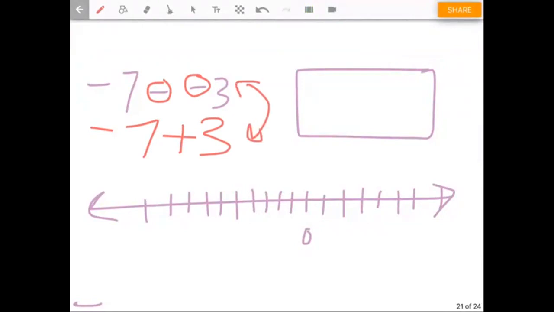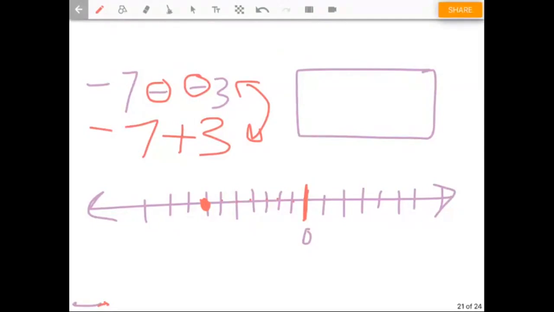-7 minus -3 is the same as -7 plus 3. So if we plot our -7, and now we're adding 3. So adding, are we going to go right or left? Left. Adding. Then we go to the left if we're adding.